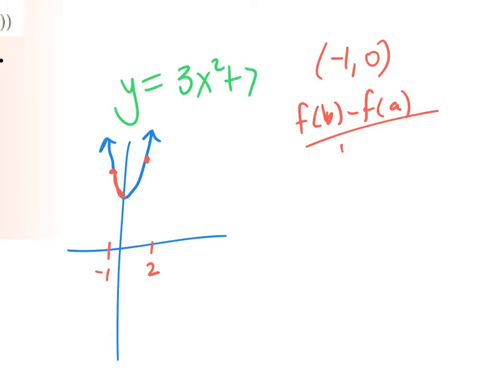f of b minus f of a over b minus a. And this time, we're not going to 2. We're just going to 0. So our 2 points, this is not our point anymore. It's down here.